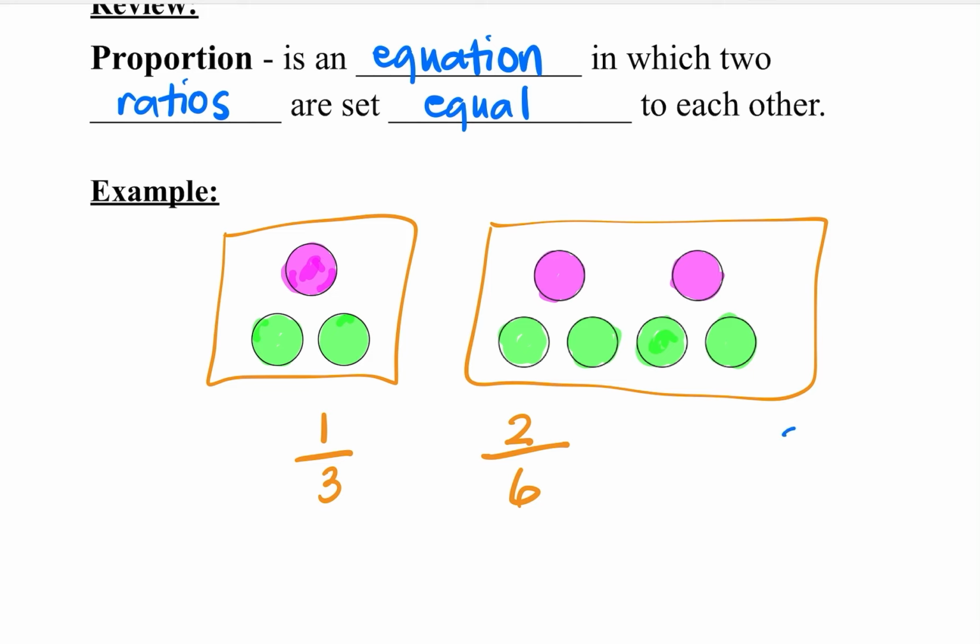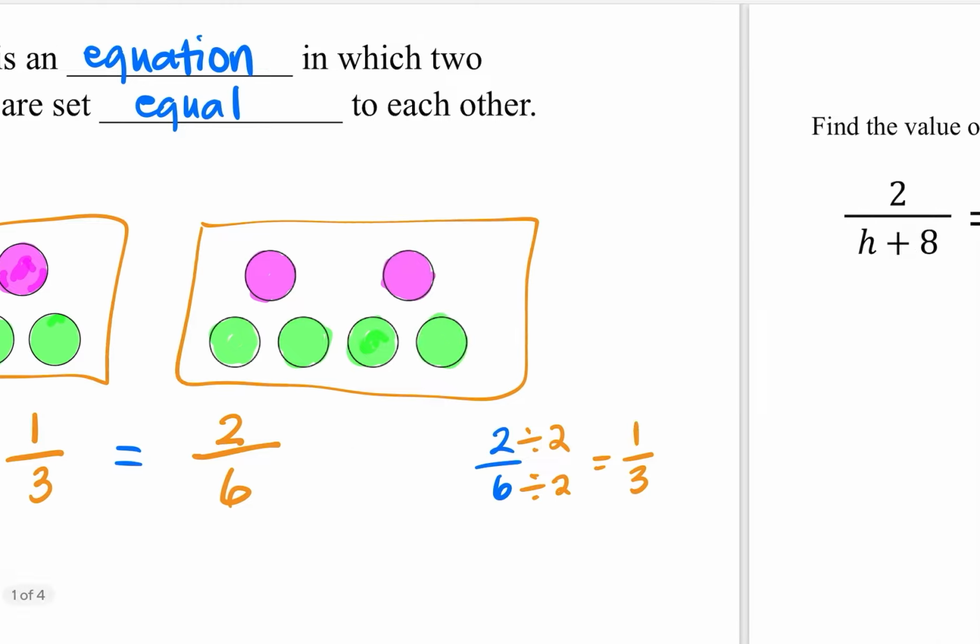So 2 over 6 can be simplified. The common factor is 2, so I can divide the numerator and denominator by 2. And so this will give me 1 over 3. So therefore, we can say that 1/3 is equal to 2 over 6. Therefore, the ratios are the same. So this is what we call a proportion. Let's use this concept in quadratics.